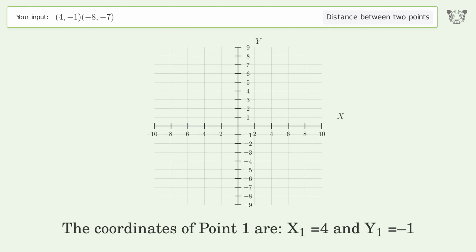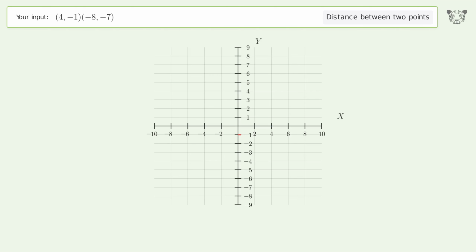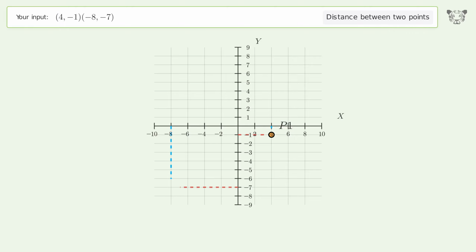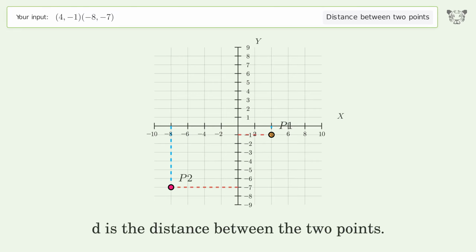The coordinates of point 1 are x1 equals 4 and y1 equals -1. The coordinates of point 2 are x2 equals -8 and y2 equals -7. D is the distance between the 2 points.